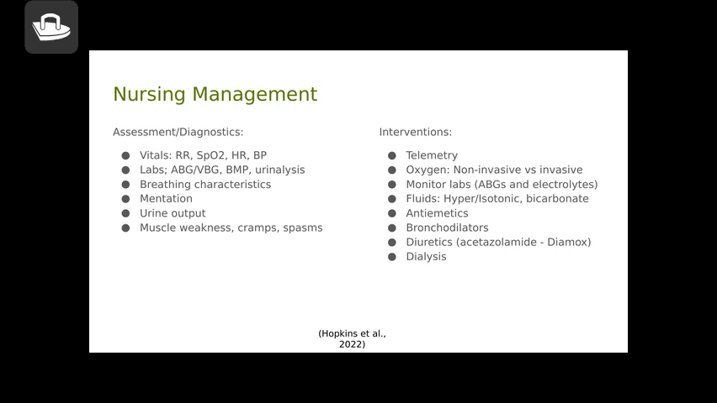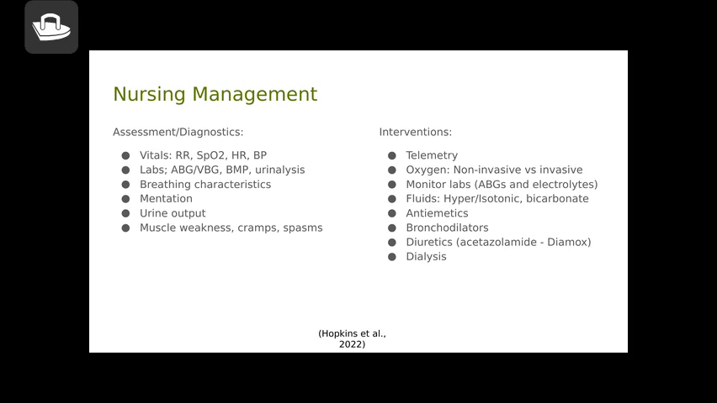Again, breathing characteristics, I already covered that. Mentation, A&O, do they know what's going on? Urine output, again, kidneys, what does the urine look like? Oh, I said urinalysis as well. Urinalysis, ketones, see if we're in DKA. Muscle weakness, cramps, spasms, electrolytes, all that other stuff as well. So kidneys. So interventions, I already said EKG, telemetry, oxygen if they need it.